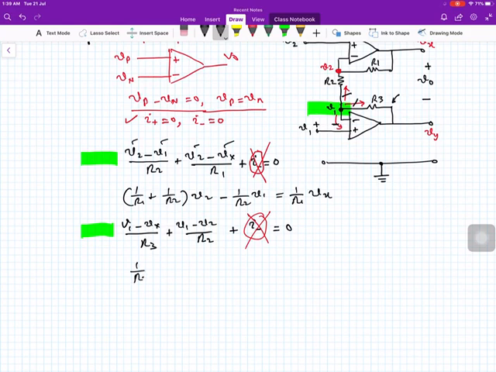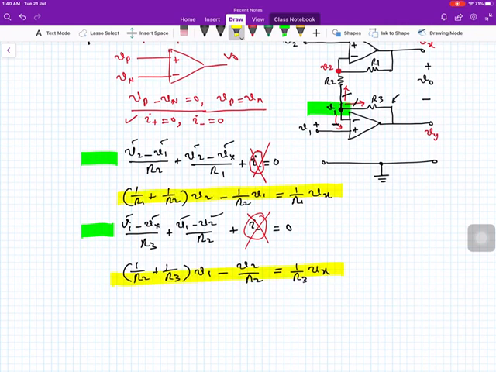This is 1 over R2 plus 1 over R3, and V1, I have considered V1, and then minus V2 divided by R2, and Vx, show it on the other side, this is R3 Vx.